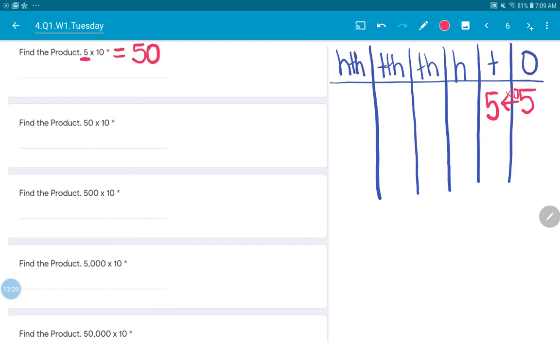So now for the next one, I'll change colors again. We have 50 times 10. Here's my 50, or 5 tens. If I make 5 tens 10 times bigger, then that 5 tens moves over to the hundreds place value. And I have 5 hundreds. And I would write that number 5 in the hundreds place. I have 0 tens and 0 ones.